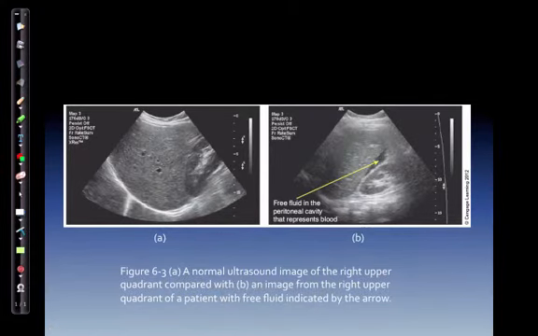This is figure 6.3, a normal ultrasound image of a right upper quadrant compared with an image of a right upper quadrant with free fluid. So A, normal, and B, not so normal. This free fluid is blood. And since this is located in the right upper quadrant, this would be a FAST ultrasound of an abdomen with a liver laceration.